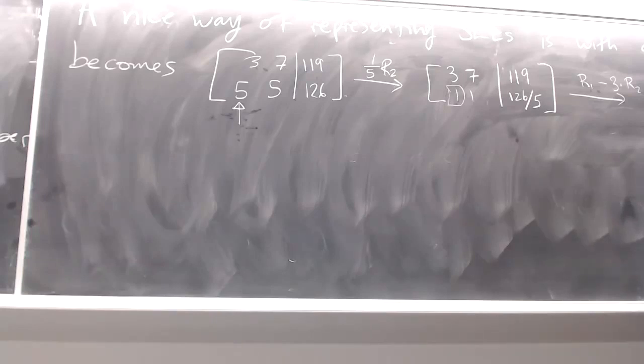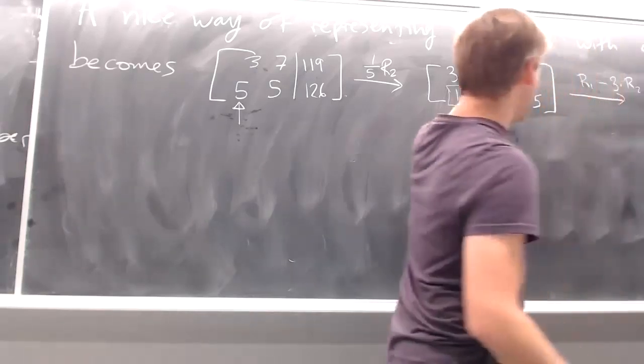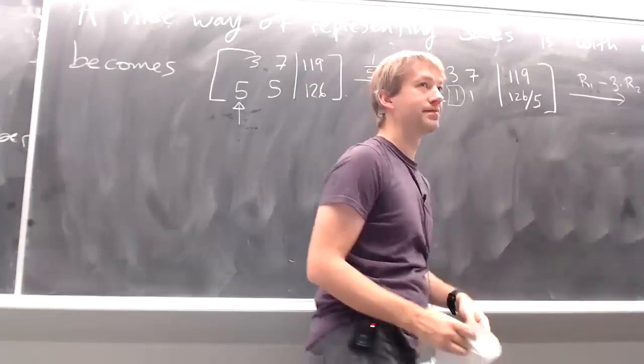And I've got my 1 here. Okay. Now I'm happy with my first column, right? It's got a 1, it's got a 0. So 217 over 5 comes from 119 minus 3 times 126 over 5. So that's just taking this number minus 3 of those.